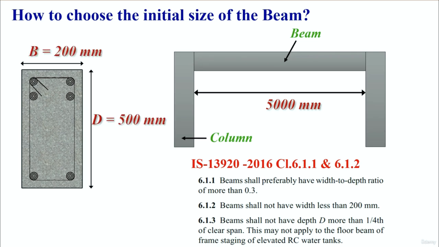Here the clear span is 5000 mm. So our depth is 500 mm and minimum width I took as 200 mm. We know breadth and depth of the beam now. Let's see the breadth to depth ratio, which is coming around 0.4. So this condition is satisfied. Beam shall preferably have width to depth ratio of more than 0.3. So ours is 0.4. It is more than 0.3. So then it is satisfying this condition.